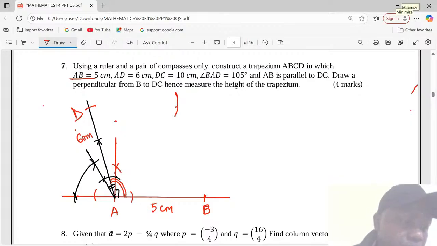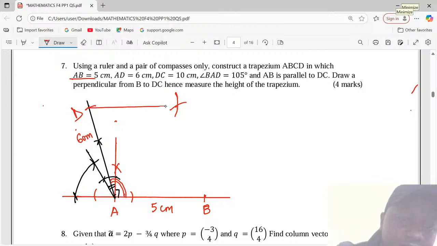Then now, we carry the distance of 6 again. The distance of 6 on AD, and we stand at B. We mark it off like that. When you connect D to that point of intersection, you will get a very straight line. That is the parallelogram method.